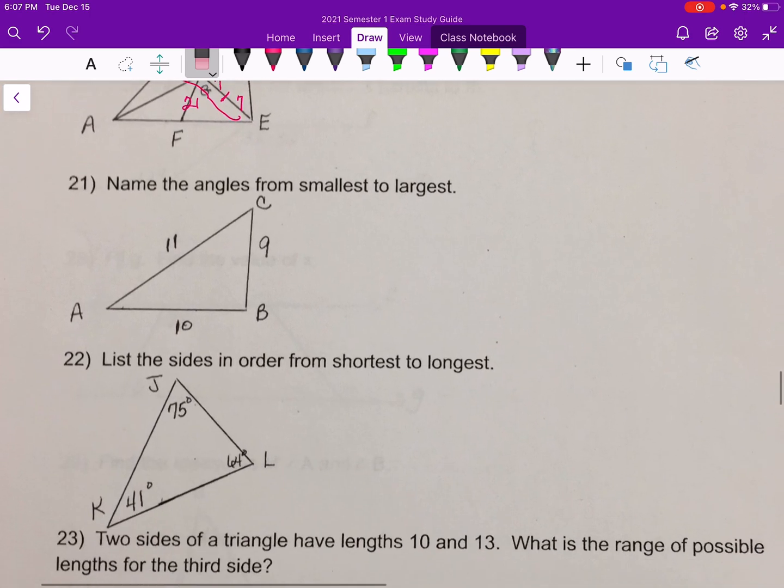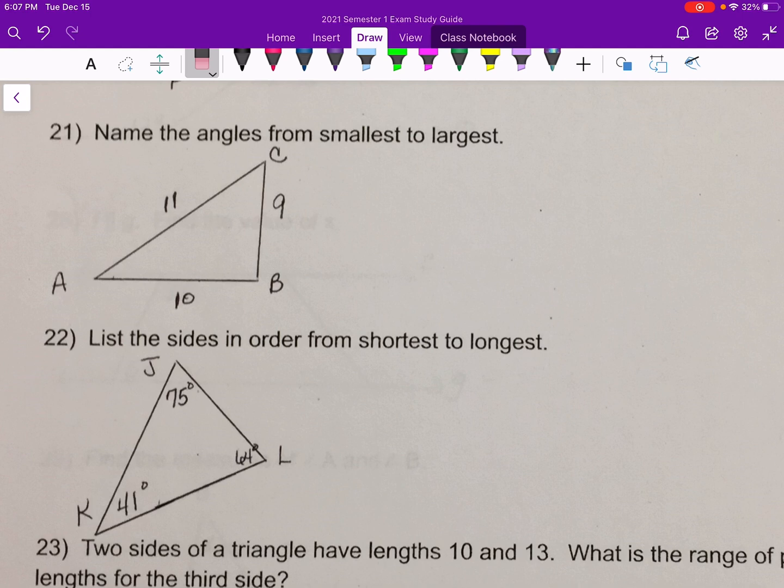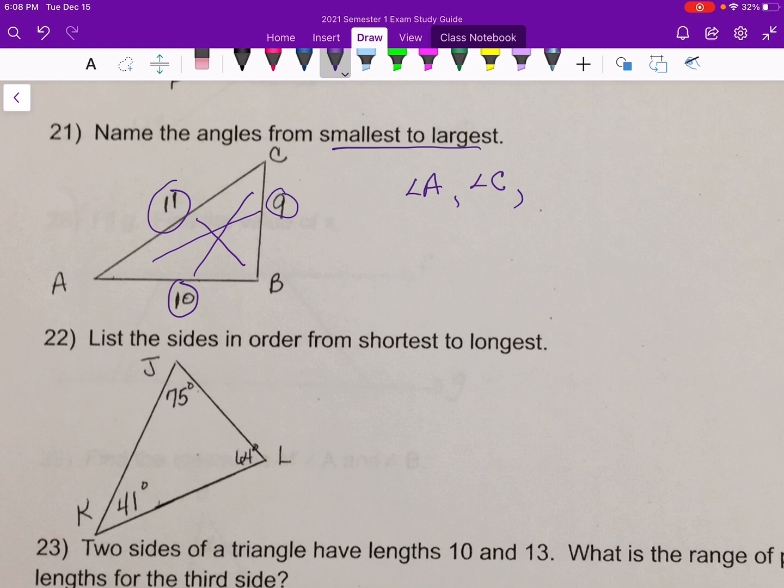Numbers 21 and 22 work off the principle that in a triangle, the big sides are across from the big angles and the little sides are across from the little angles. So in 21, we need to list the angles from smallest to largest. So you pick out the smallest side, and across from it is angle A. The medium side, across from it is angle C. And the large side, across from it is angle B.